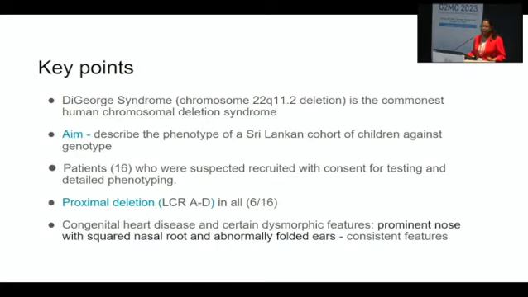So we recruited 16 children with clinical suspicion of 22q11 deletion. And their phenotype was detailed: clinical history, examination, and investigations were documented, and the genotyping was done by MLPA targeting the critical region 22q11.2. And in results, we identified 6 patients with the deletions, and all of them had proximal deletions.